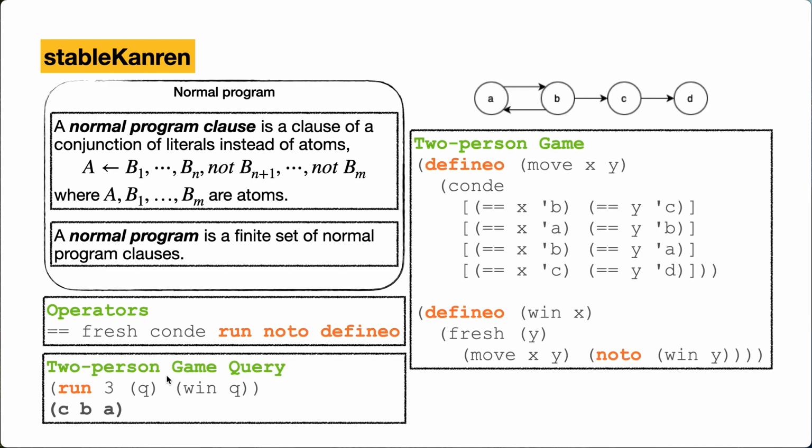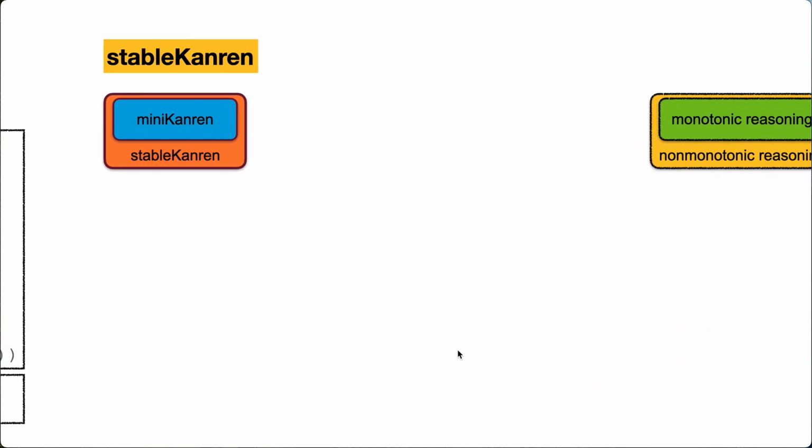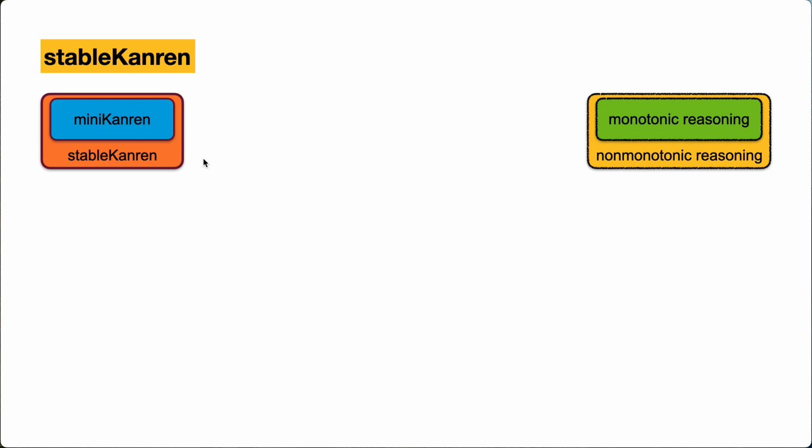And we can also run a query to find all the winning positions for us. For example, if we start from C, it guarantees us a winning position. So the reasoning capability behind stableKanren is non-monotonic reasoning. Now we have these relations: miniKanren, stableKanren, monotonic reasoning, non-monotonic reasoning, and the categories of normal programs. We need to connect these together.